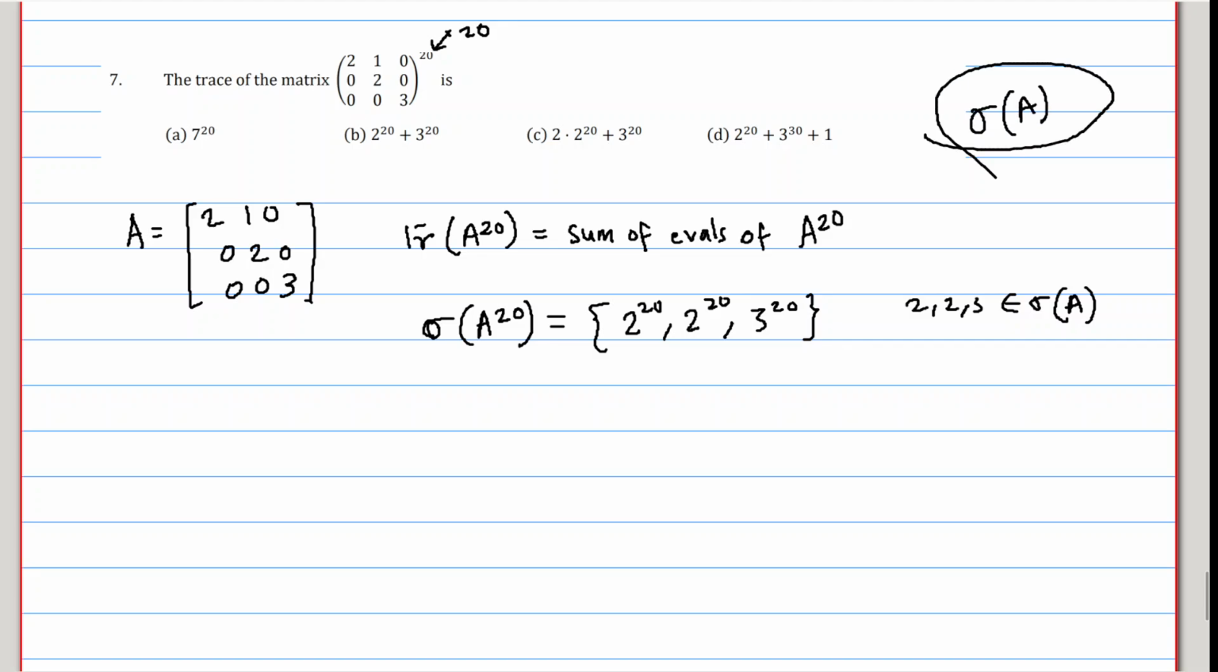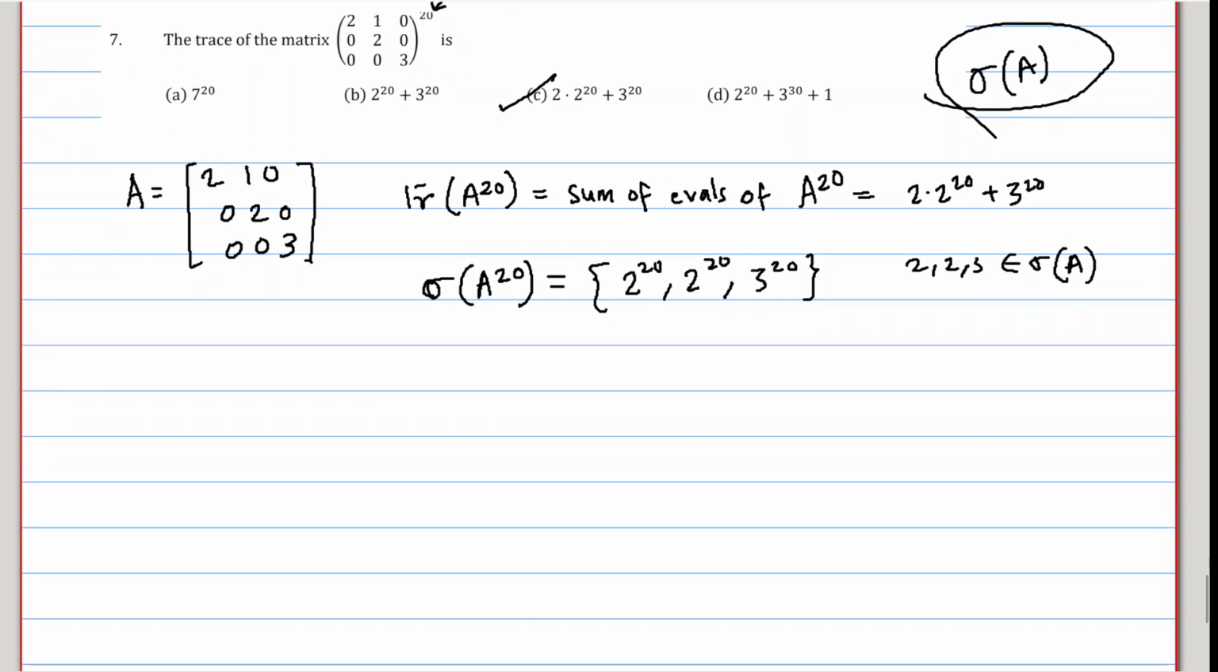So what will be the trace? 2 power 20 plus 2 power 20 plus 3 power 20, that is twice of 2 power 20 plus 3 power 20. This one is the answer. This is straightforward. Shall we go to the next question? Question number 8. Any doubts or anything?